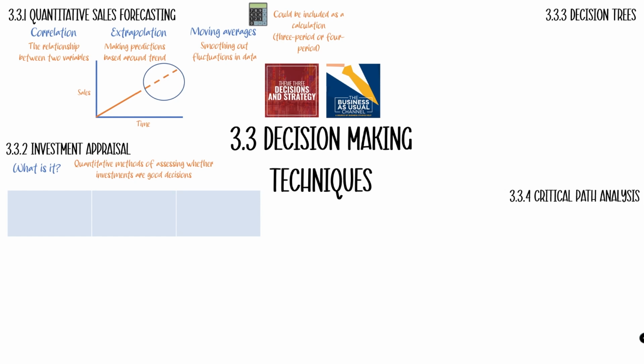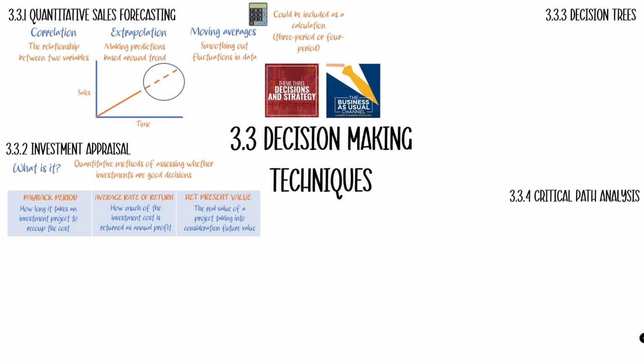So this would be used if a business was, for example, buying new machinery, expanding, launching a new factory or launching a new range of stores or something like that. And there are three methods in investment appraisal: payback period, average rate of return, and net present value.